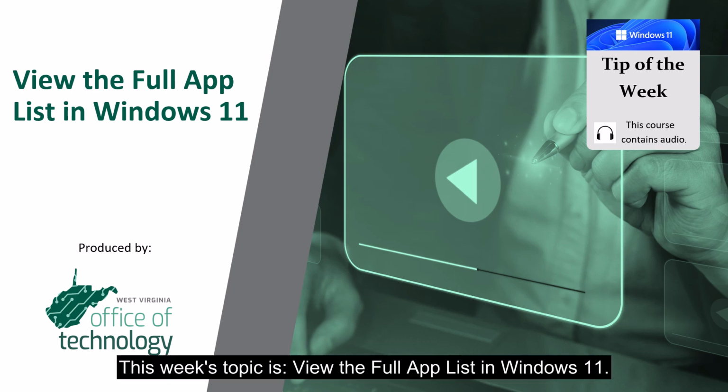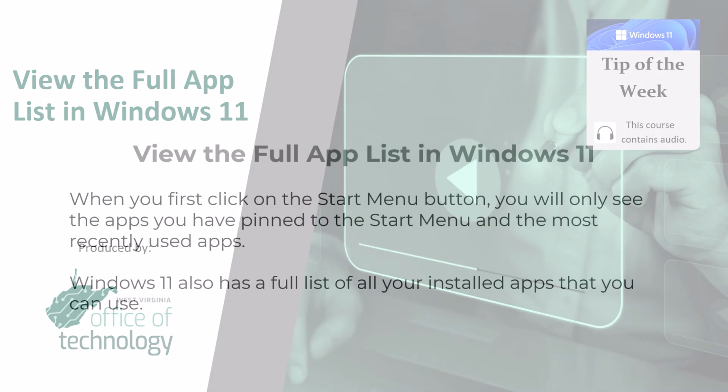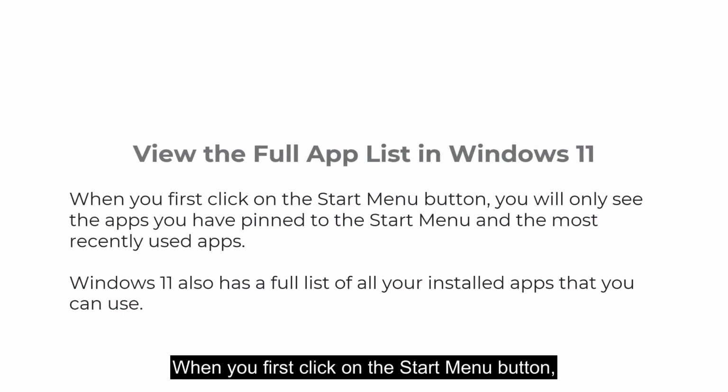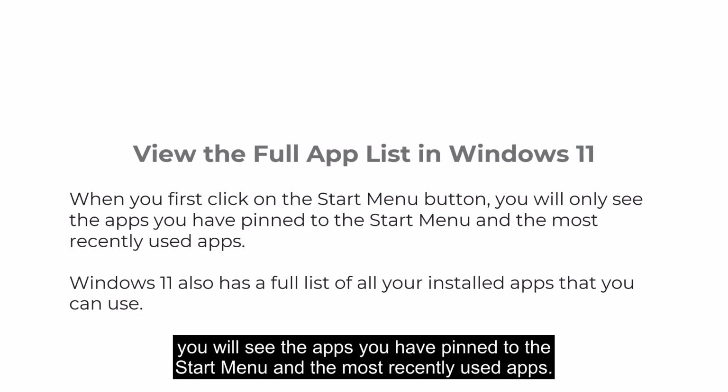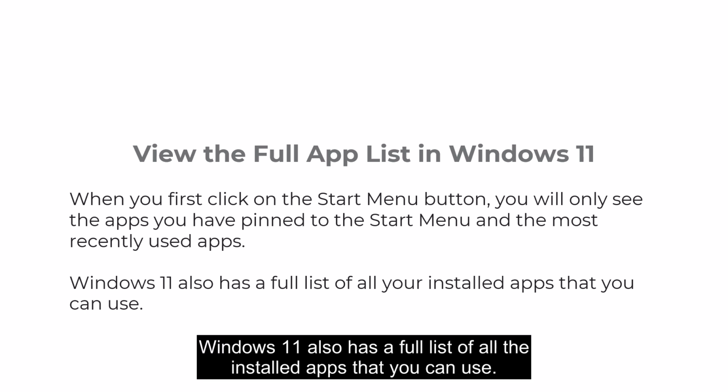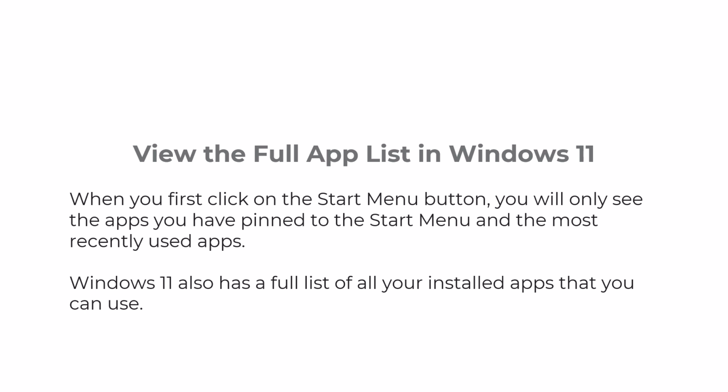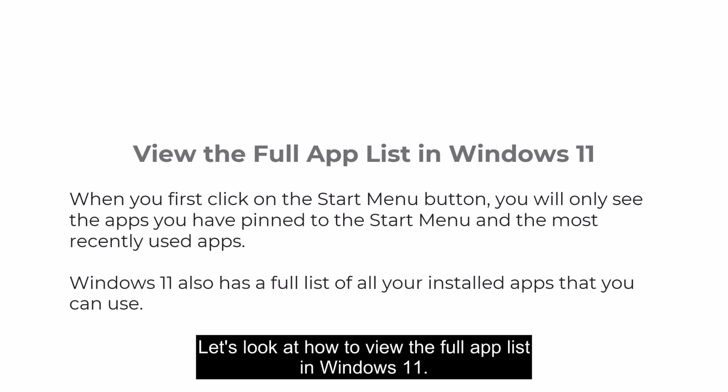This week's topic is View the full app list in Windows 11. When you first click on the Start menu button, you will see the apps you have pinned to the Start menu and the most recently used apps. Windows 11 also has a full list of all the installed apps that you can use. Let's look at how to view the full app list in Windows 11.